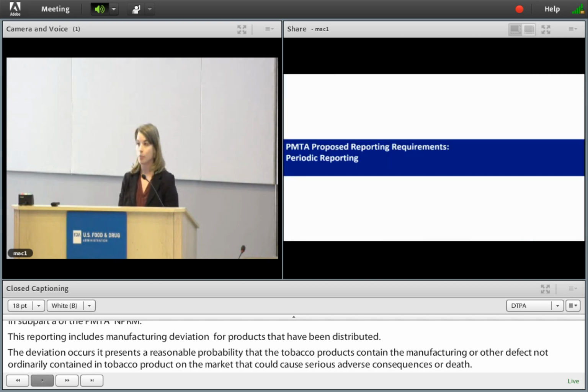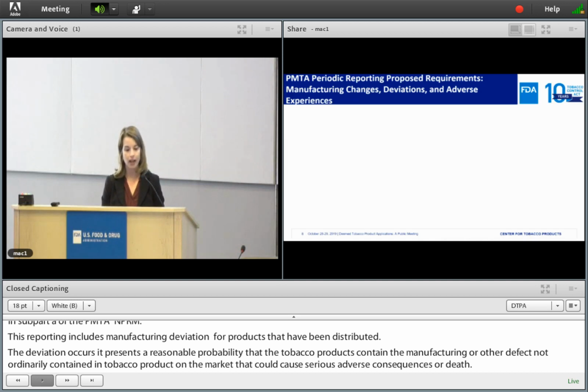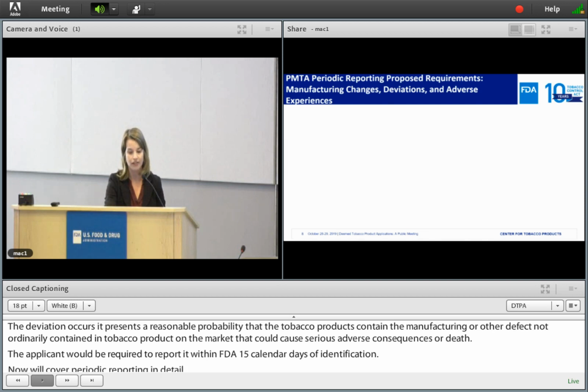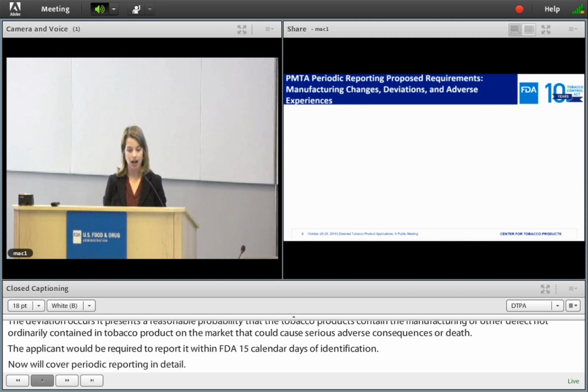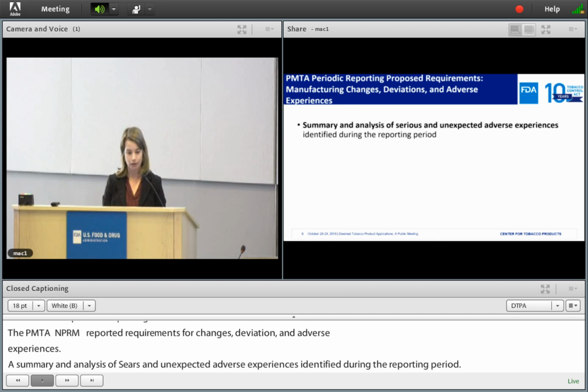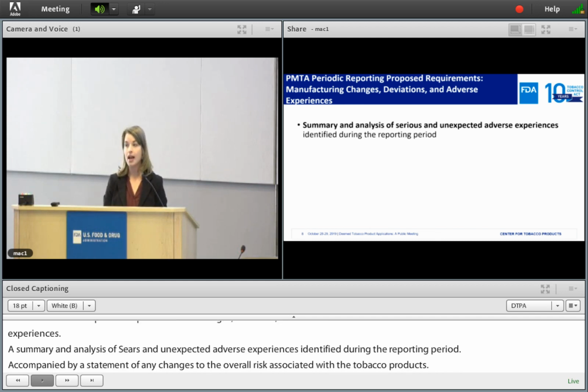Now we'll cover periodic reporting in more detail. The PMTA and PRM proposed periodic reporting requirements for the manufacturing changes, deviations, and adverse experiences include a summary and analysis of serious and unexpected adverse experiences identified during the reporting period, accompanied by a statement of any changes to the overall risk associated with the tobacco product, and a summary of any changes in the health risks, including the nature and frequency of the adverse experience, as well as potential risk factors.